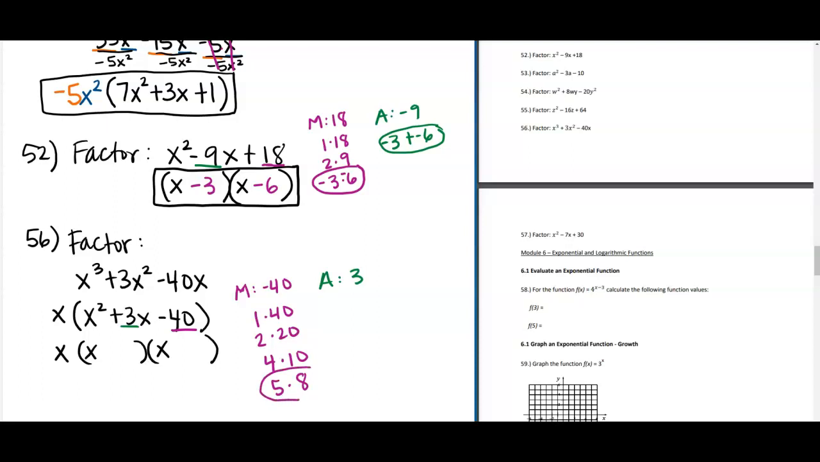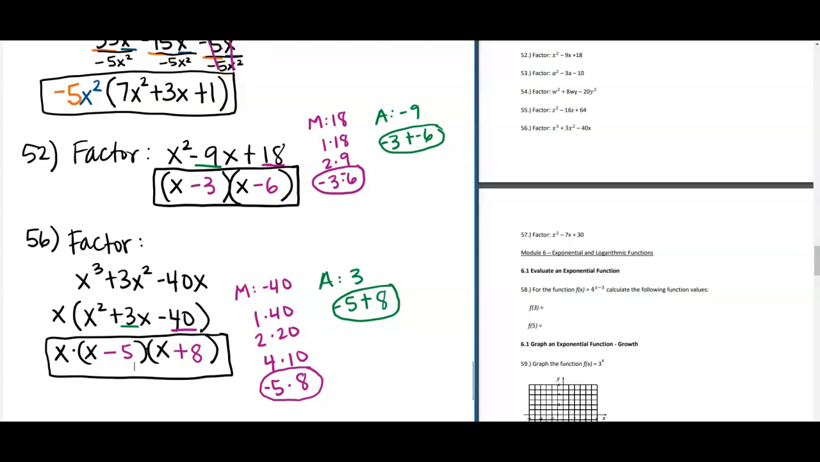Well, if I look at this last one here, if I have a negative 5 and a positive 8, negative 5 times positive 8 is negative 40. And then if I have a negative 5 plus a positive 8, that also equals 3. So negative 5 and positive 8 are the numbers that I want to put inside here. So x minus 5 and x plus 8, because it's a positive 8. And then all of this is your answer. There it is in factored form. And factored form just means that everything is connected together by multiplication.